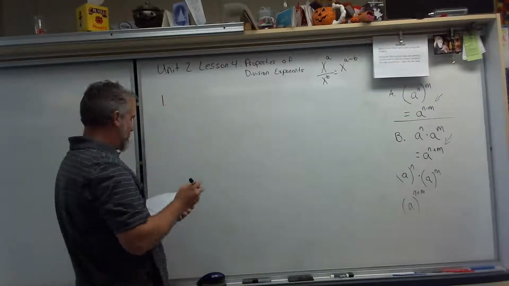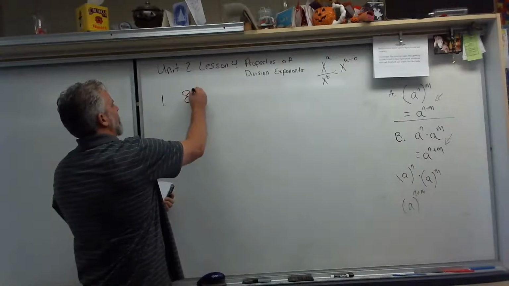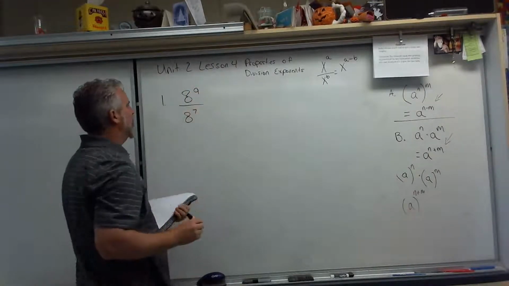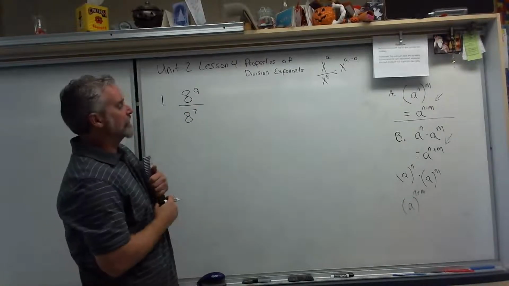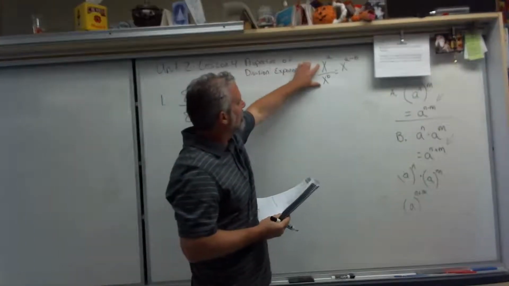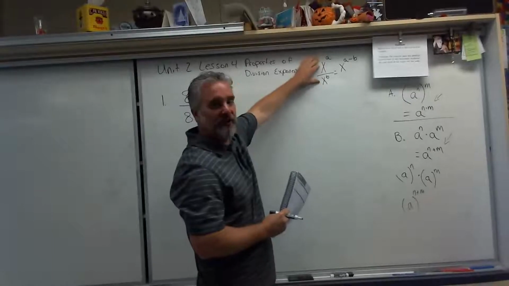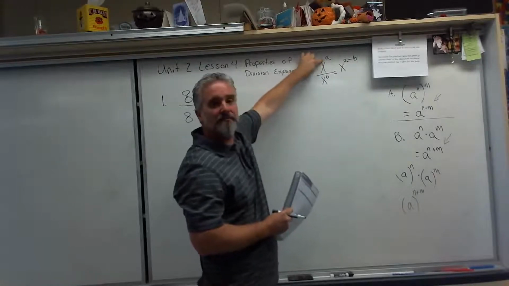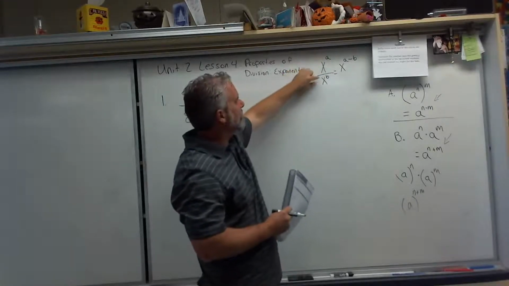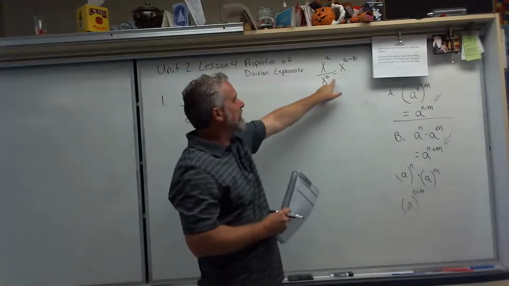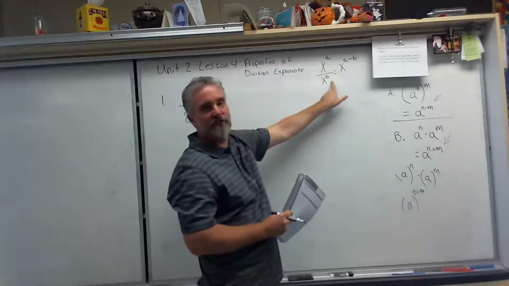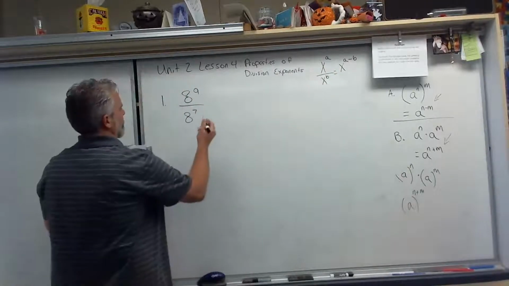So starting off, problem number 1, we have 8 to the 9th power over 8 to the 7th power. We were taught with this formula right here that the bases are the same on both top and bottom, so we're allowed to subtract the bottom's exponent power from the top. So x to the a over x to the b is the same thing as x to the a minus b. In other words, top exponent gets to subtract the bottom exponent. So that's what we're going to do here.